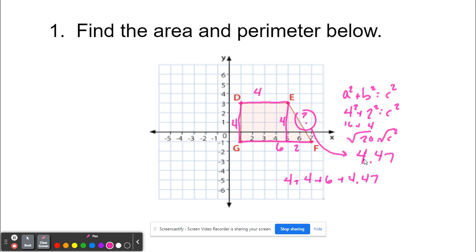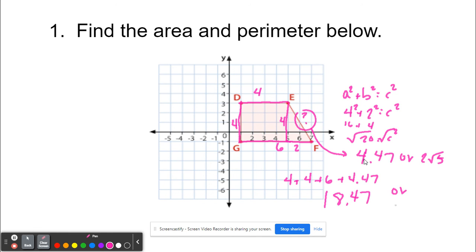And I get a perimeter of about 18.47. ACT is going to have this in a radical. So when they have this root 20, they'll actually simplify it in radical notation. So that would be 2 root 5. And then you would have to add it to this. So this would actually be the type of answer on the ACT.